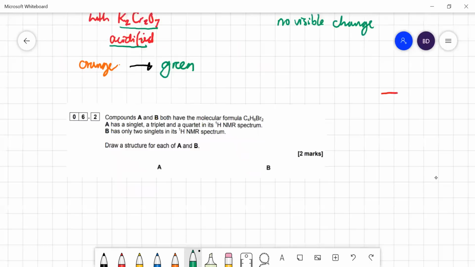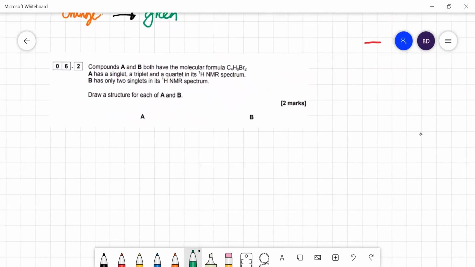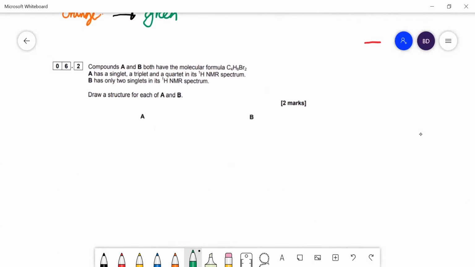Right, NMR question, unusually with some bromines in it here. And we're just talking about the splitting, okay? Now, they've all got the formula C4H8Br2. Now, Br is like a hydrogen, so that's like having C4H10. So in other words, this is a saturated molecule. You don't have to worry about any double bonds.